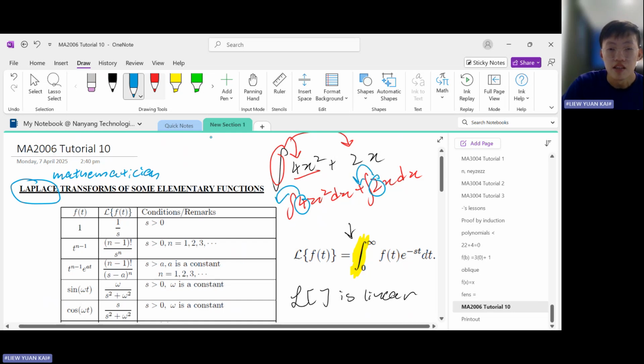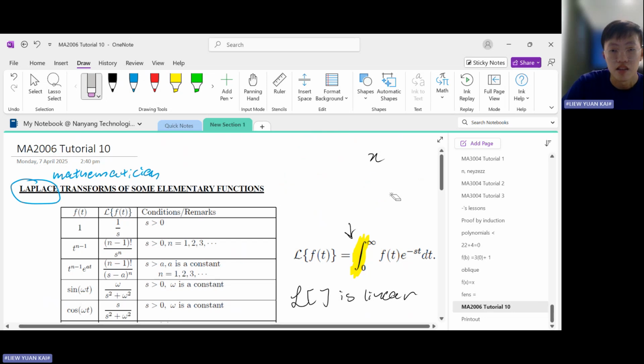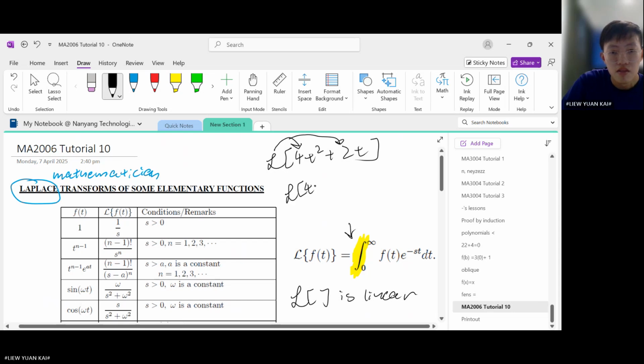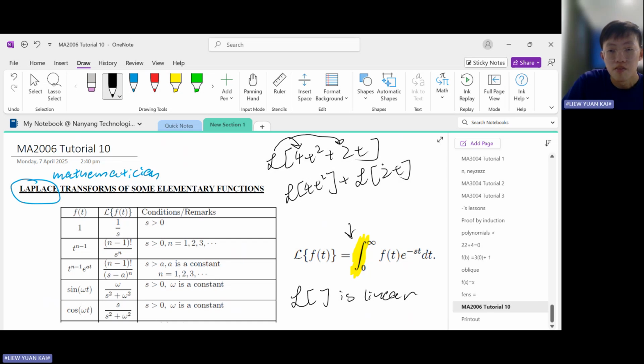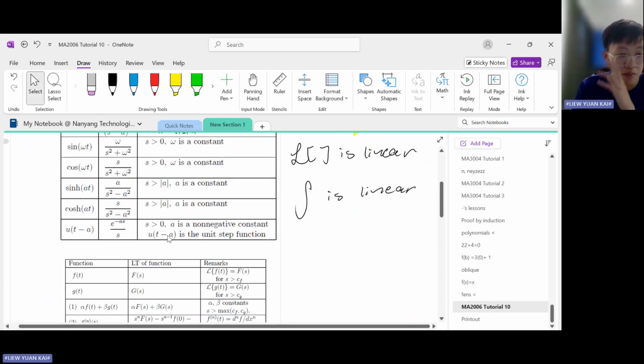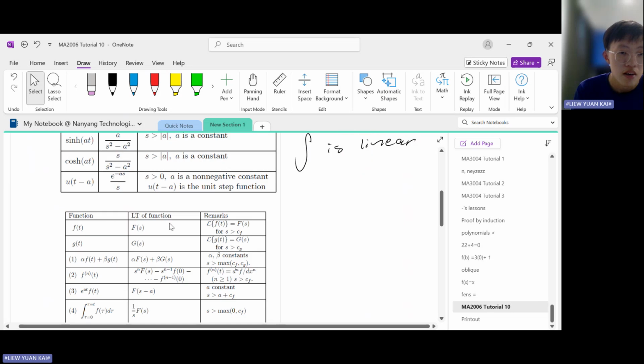So you see, it satisfies the properties of the Laplace transform. For example, the Laplace transform of 4t squared plus 2t. Similarly, you can let the Laplace transform act on the first and second term, and after that, you can pull out the constant as well. So that's why the Laplace transform has this linear property, because the Laplace transform, by definition, is a special type of integration, and integration itself is linear. That's how you can remember why the Laplace transform has this property.